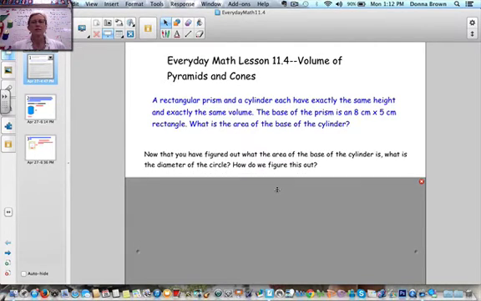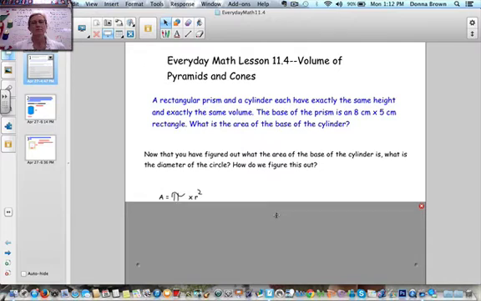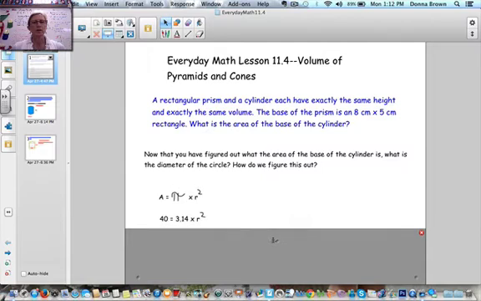All right, so now that you've figured out what the area of the base of the cylinder is, what is the diameter of the circle? And how could we go about figuring that out? So we start with, we know that the formula for area of a circle, because remember that's what the base of the cylinder is, a circle, is pi times radius squared. So let's just start to fill in what we do know. We already know that the area is going to be 40.